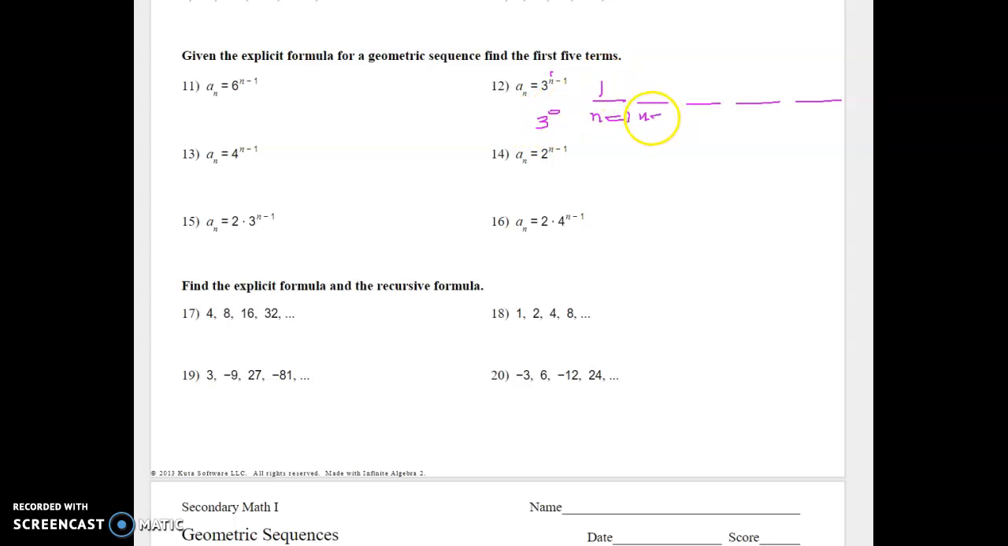The second term, you're going to substitute 2 into the formula. So 2 minus 1 is 1, 3 to the first is 3. And then you'll notice it's going to keep going. So substitute 3. 3 minus 1 is 2, 3 squared is 9, and you might be able to find the pattern here. We're just going to multiply by 3 each time, but you can always substitute 4 and 5.